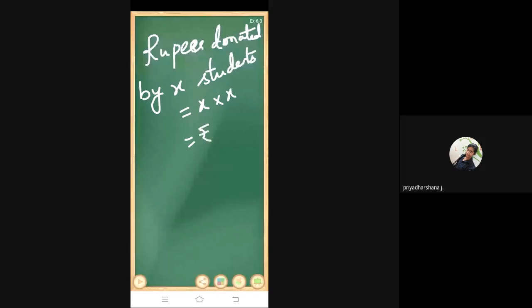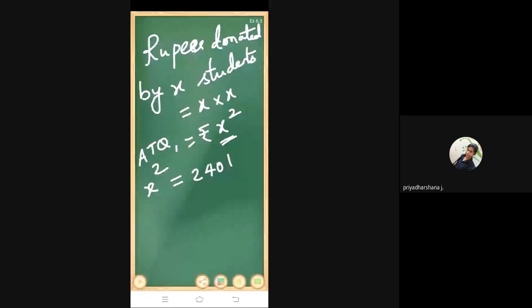Okay, they have given the total amount also. How much amount did the students of class 8 donate to the school? 2,401, which means this x square is equal to how much? According to the question, x square is equal to 2,401. That much total amount the class 8 students have donated for the Prime Minister's National Relief Fund.